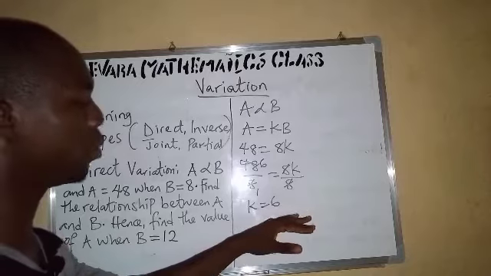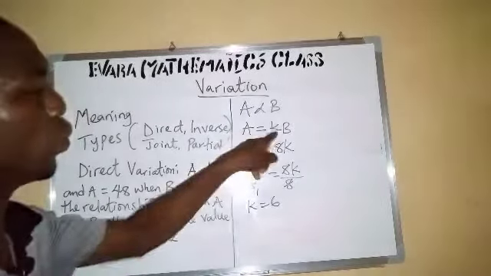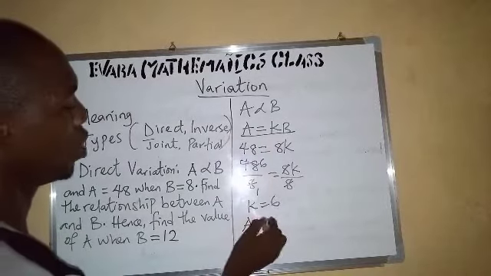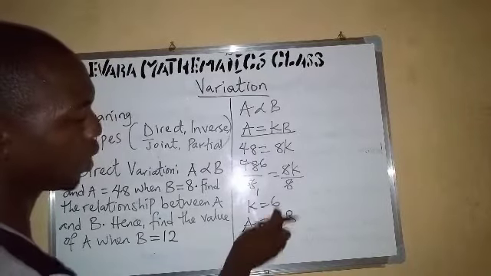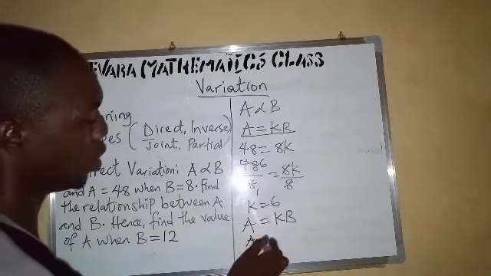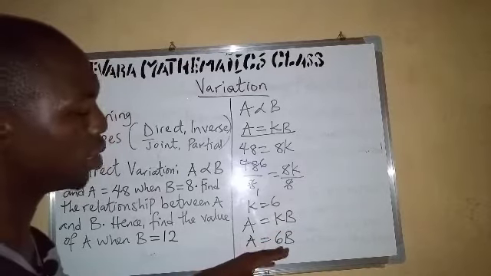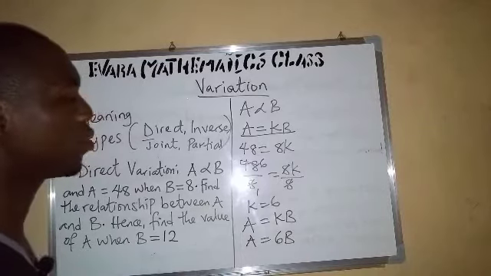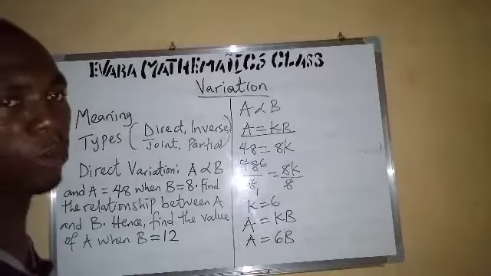So having gotten the value of K to be 6, you go back to this equation, A equals KB, and don't forget our K is 6, so it will be A equals 6B. So this is going to be the relationship between A and B. That means any question we have under this particular one, we'll be using this formula.